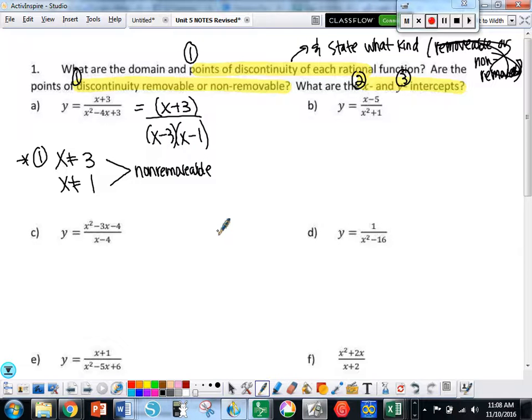So that's step 1. List the excluded values. That's where the domain does something weird. And then are they removable or non-removable? Just for the sake of memorizing, if they are non-removable, that means I'm going to have an asymptote. It's a really weird word. That's how you spell it. Asymptote.